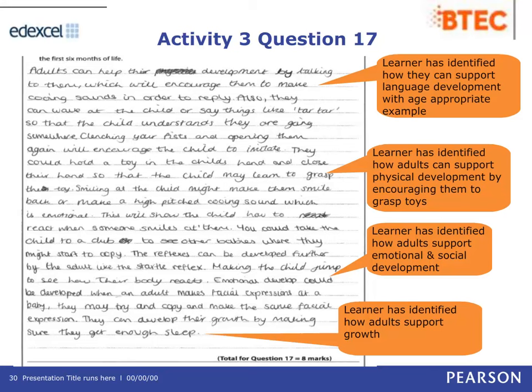This response would be awarded a mark in the upper mark band of Level 2. The learner has identified how adults can support a child's language development through providing age-appropriate examples of making cooing sounds, supporting a child's physical development by encouraging them to grasp toys, supporting a child's social and emotional development by socializing them with other babies and making facial expressions, supporting a child's growth through providing opportunities for the child to sleep. To have been awarded Mark Band Level 3 marks, this learner would need to include an example for cognitive development.